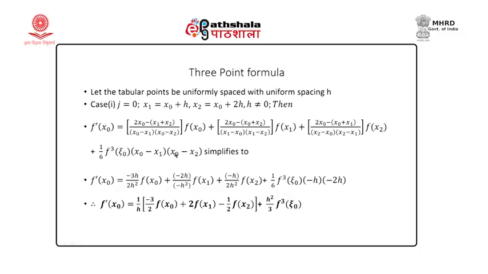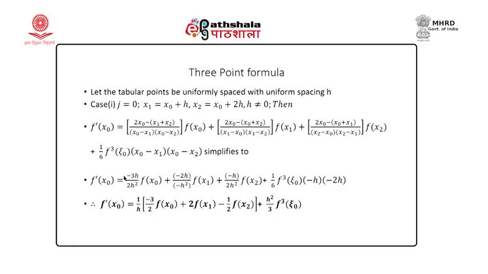So, x0 minus x1, x0 minus x2, and so it simplifies. To get f dash x0, substitute x1 as x0 plus h and x2 as x0 plus 2h. So, x1 is x0 plus h, x2 is x0 plus 2h, x0 will cancel and we will be left with minus h minus 2h gives minus 3h, and x0 minus x1 is minus h, x0 minus x2 is minus 2h, the product becomes 2h square.